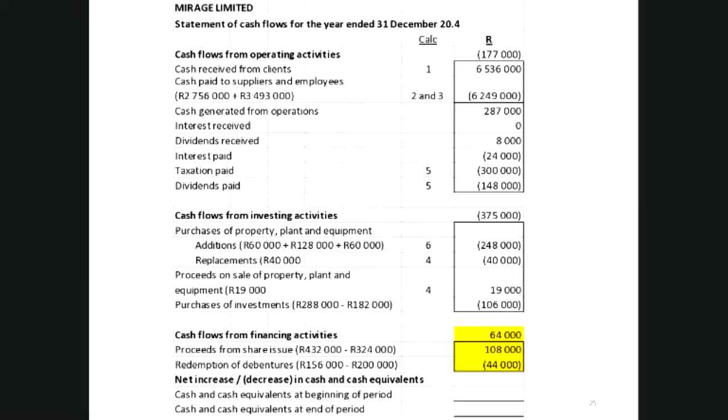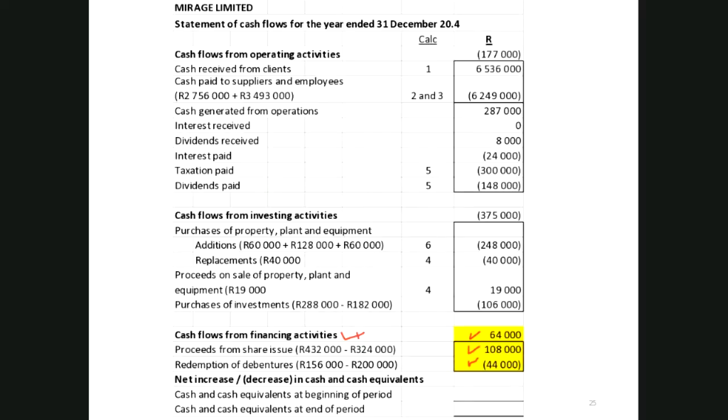So I can complete the financing section by putting in the amount I received from issuing shares and the amount I spent on redeeming debentures. So that means I had an inflow of 64,000, that's 108,000 minus 44,000, from financing activities for the year. That's a little bit of money that came in because you would have noticed that with investing and operating activities, we were spending money rapidly. So we finished those three sections.